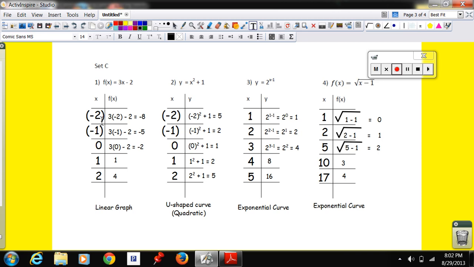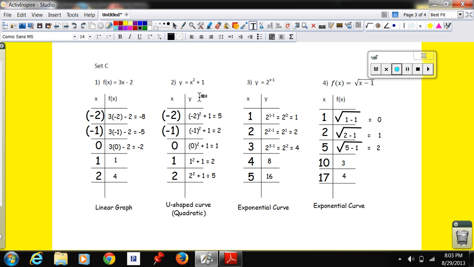Set C, I would put in these numbers again. You're going to see a linear graph. As this goes up by 1, this is going up by 3, so you can write in the last two because you can see a pattern. Up 3 more would be 1, up 3 more would be 4. That's going to be another linear graph.